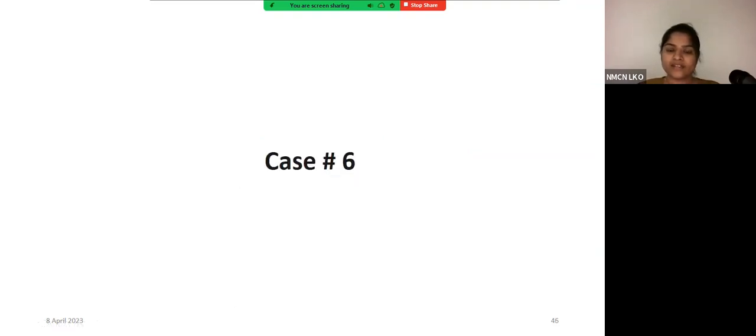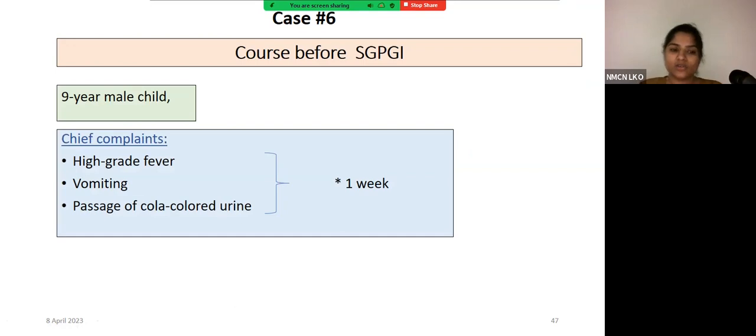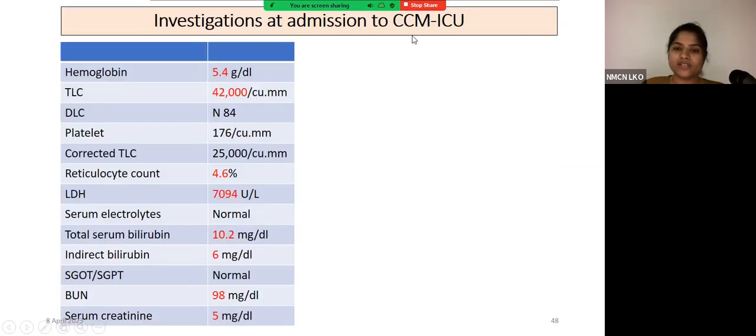Coming to my next case, here is a 9-year-old male child who was previously healthy, presented with complaints of high-grade fever, vomiting, and passage of cola-colored urine for 1 week. He presented to the ICU with the above-mentioned symptoms, and on investigation, he had severe anemia with raised LDH of 7,000, hyperbilirubinemia, and he also had deranged RFT in the form of raised bilirubin, BUN, and creatinine.